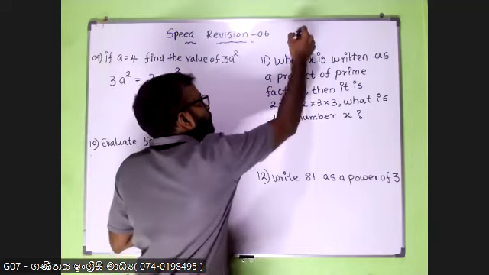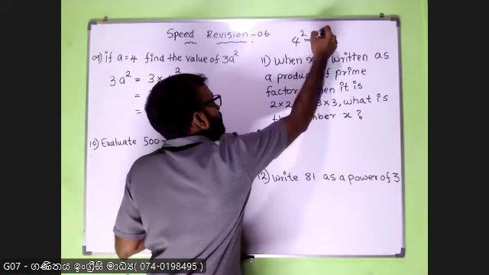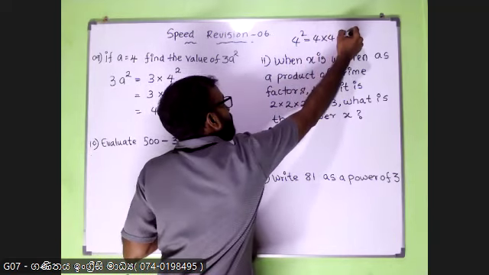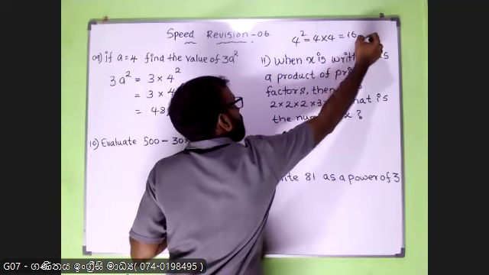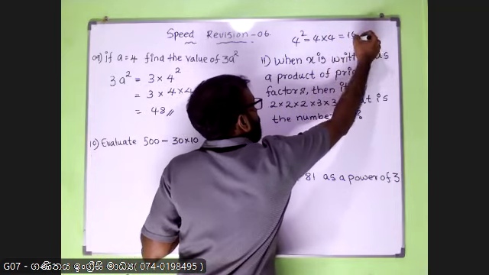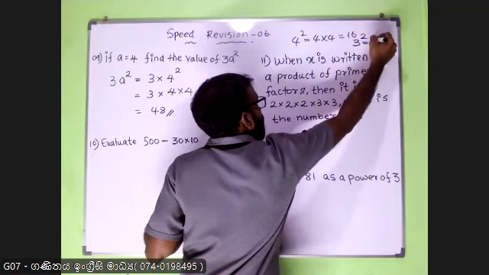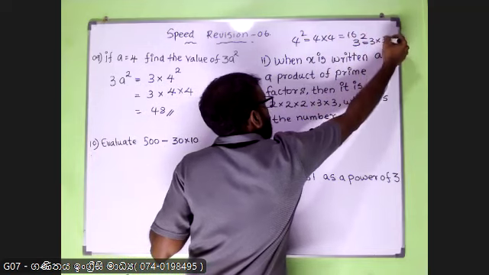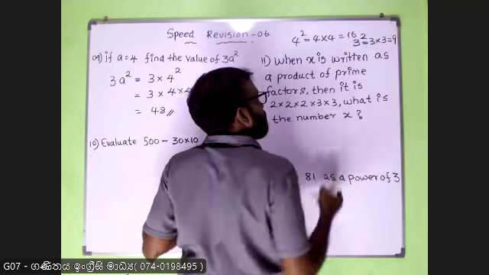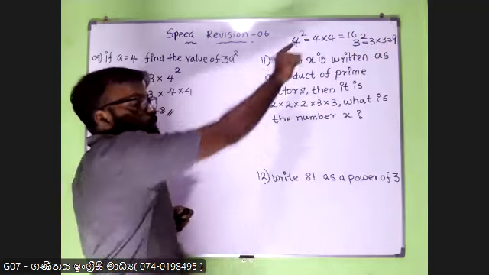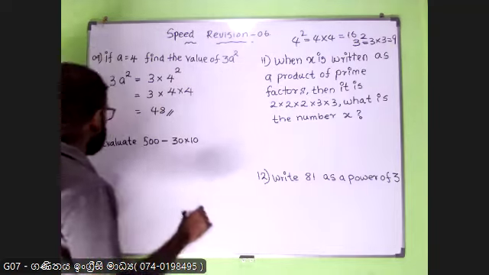4 to the power 2 means 4 times 4, which is 16. 3 to the power 2 means 3 times 3, which is 9. When we have examples, you have to write this.